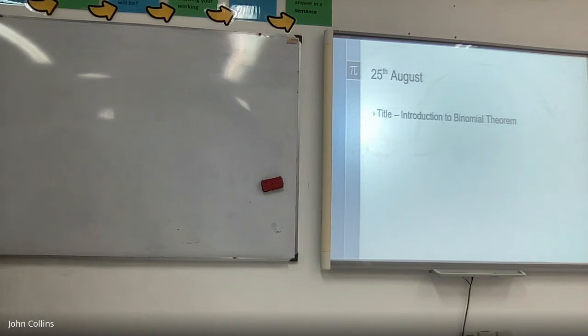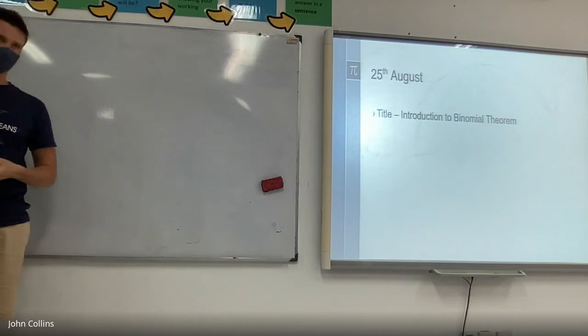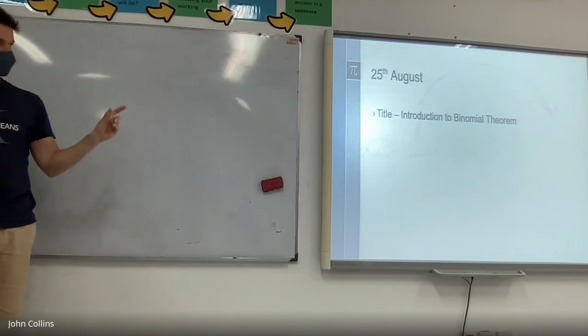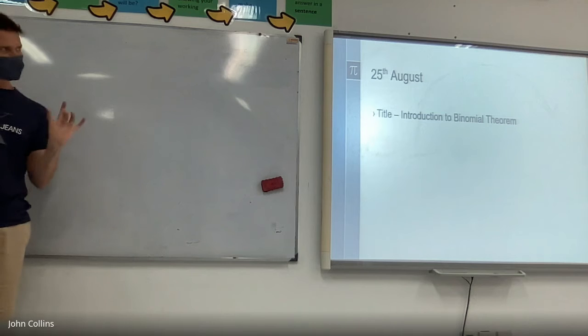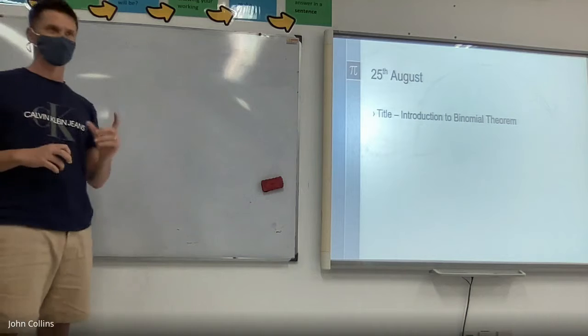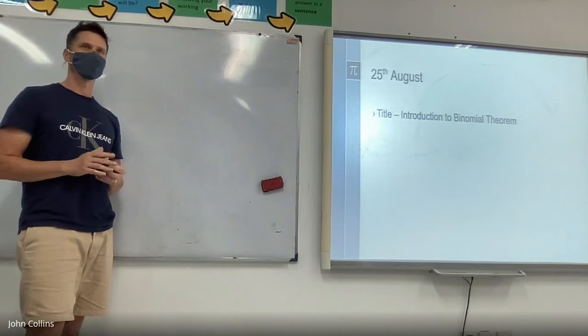A theorem in maths is something that's proven to be always true. It always works. That's the theorem. It's no more than that. So that's the theorem part. So something is always true about a binomial. Now we need to go back and find out what a binomial is. I don't know what a binomial is.